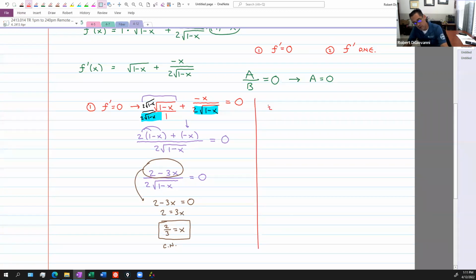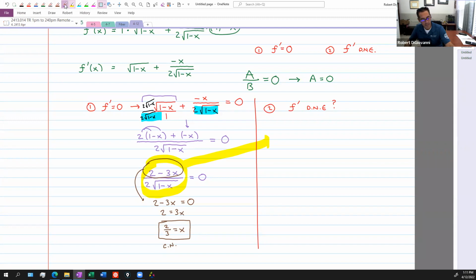The second part for critical numbers is to figure out if the derivative ever does not exist. Is there ever a problem with the derivative not existing? So what I'm going to do is go down to this version of the derivative. That was the derivative after I cleaned everything up, right? I'm going to do that over here.